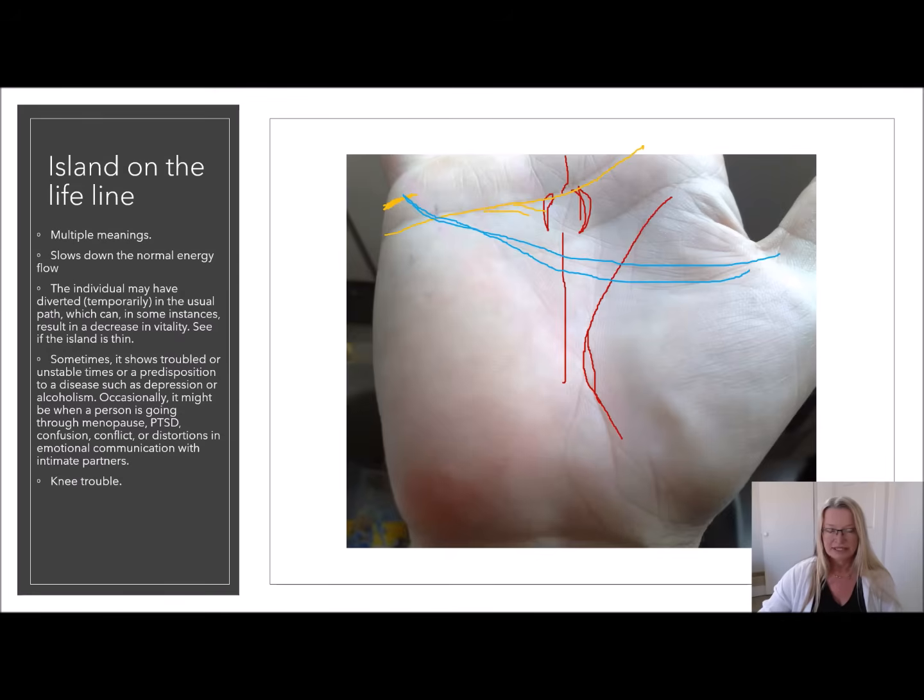I have heard some palm readers talk about the island representing knee trouble, someone who may have weak knees or a period where they have problems with their knees. I have had that confirmed a couple of times, but not enough times to confirm that the island can represent knee problems. Right, we will talk about where the island sits on the line and what it might potentially mean. We'll go on to the next slide.